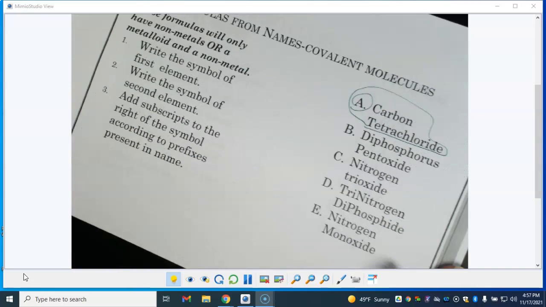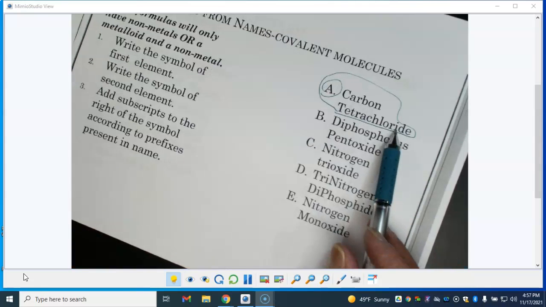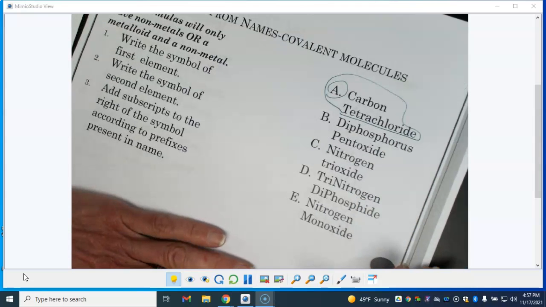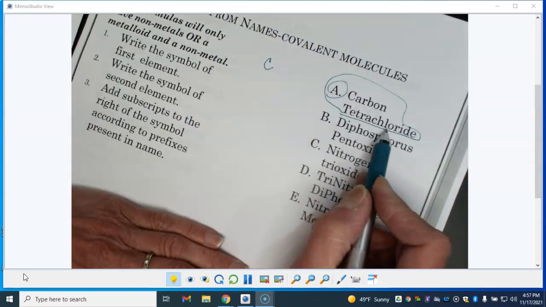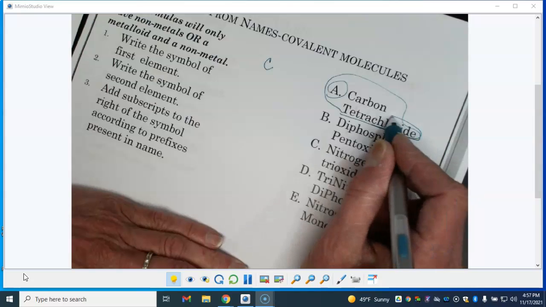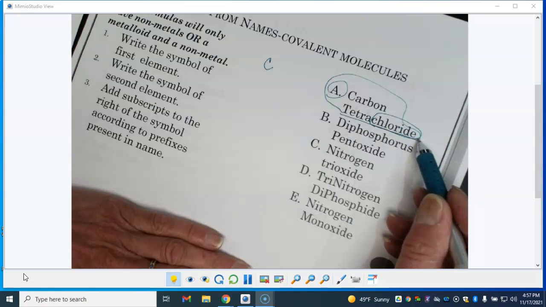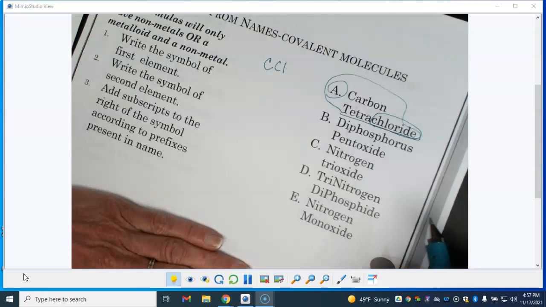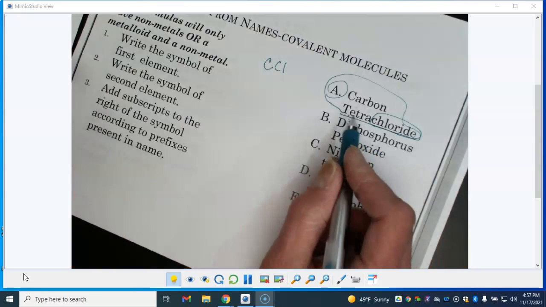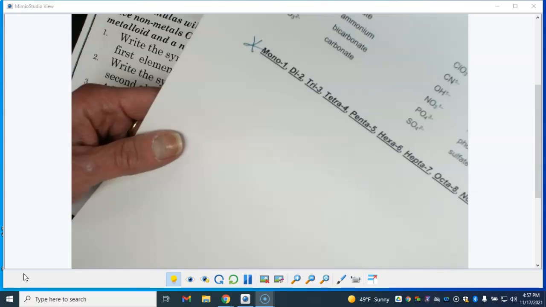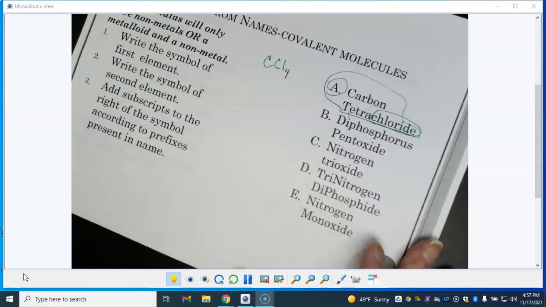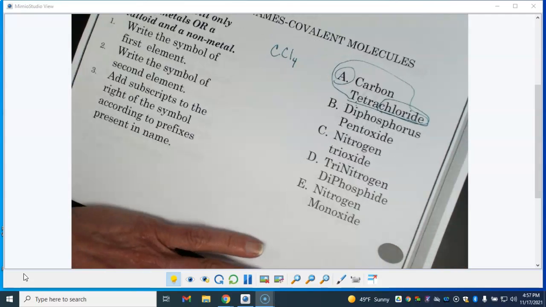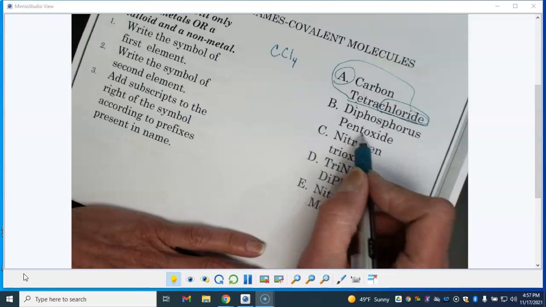So let's start with our very first one, carbon tetrachloride. We are going to write the symbol of the first element, which is carbon, C, tetrachloride. So chloride, you guys already know, is chlorine, okay, so Cl. And then I go back to the prefix and see what tetra means. On my list, tetra means 4, so my formula is CCl4. Super easy, okay?